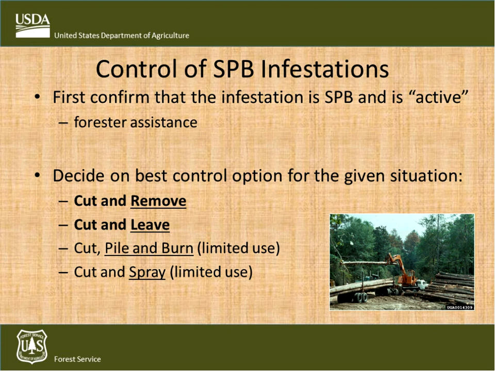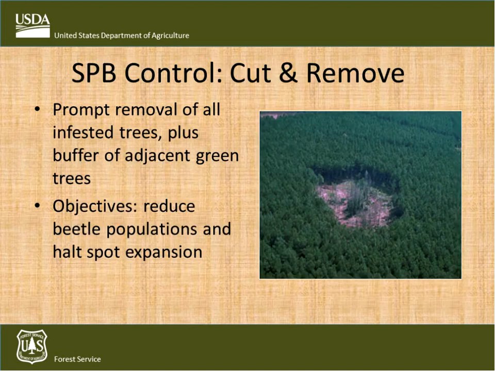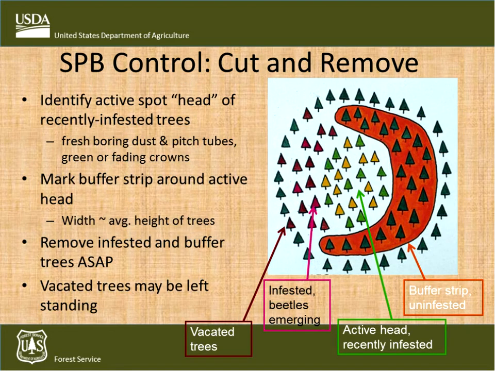I'm not going to talk about these last two here, cut, pile, and burn, and cut and spray, because they're really not used very often. We traditionally mostly just use cut and remove and cut and leave. Cut and remove is exactly as it sounds. You're going in and cutting down the infested trees and an adjacent green uninfested tree buffer, and you're removing those trees from the site. The objective of cut and remove is to reduce the beetle population and also to halt the spot expansion.